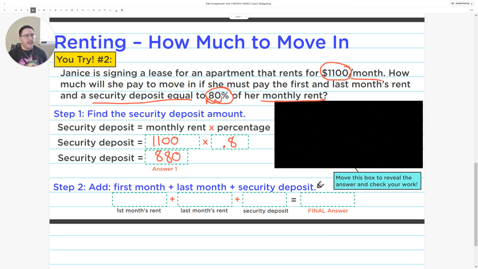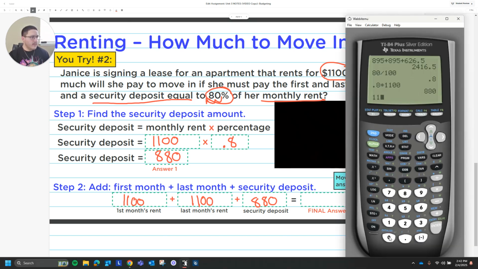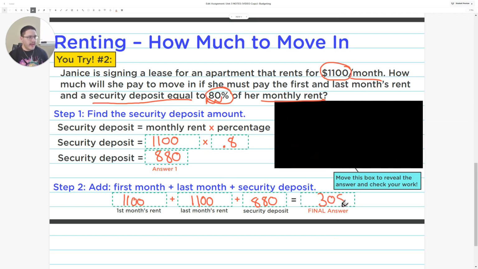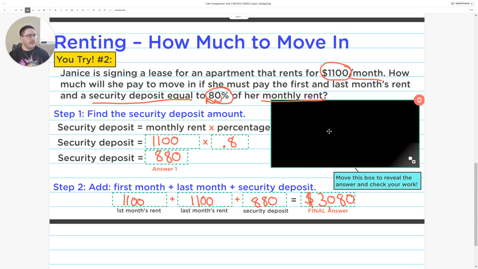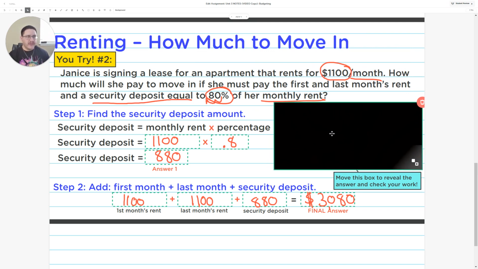So now, step 2, to figure out how much it's going to take to move in, we need first month's rent, $1,100, last month's rent, which is the exact same rate, and the security deposit, which was $880. Add everything up, and we get $3,080. This is how much you're going to have to pay to move in to your new apartment in this scenario. Or not you, Janice. Janice needs to move in. Anyways, that's it for you try number 2.